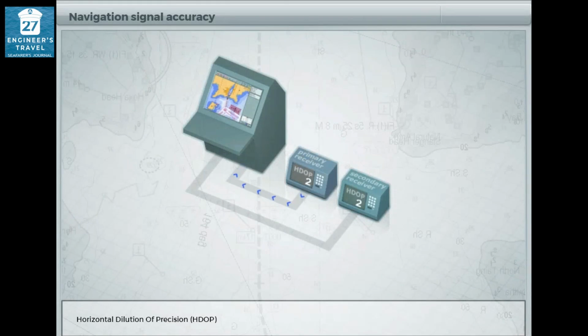A satellite receiver simplifies its indication of accuracy by showing an H-dop figure. A value of 2 is a good fix. The higher the number, the less accurate the fix. An ECDIS may look for a secondary receiver if the H-dop rises above a limiting figure set by the operator.